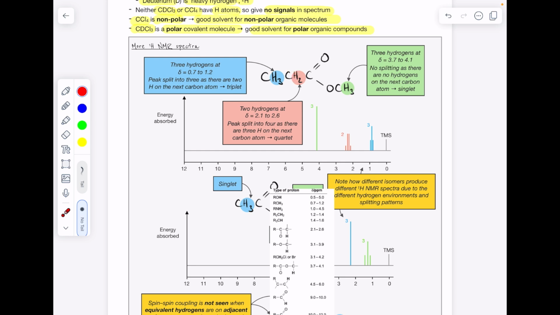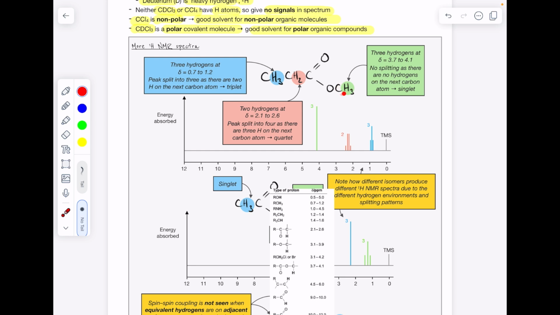Checking out its peaks now. So we've got 2 hydrogens with chemical shift of 2.1 to 2.6. So expecting it to be located next to that carbon double bond O. Because that carbon next door contains 3 hydrogens, according to the n+1 rule, that makes sense therefore that we have this quartet here. And then that has pinned down our C double bond O.